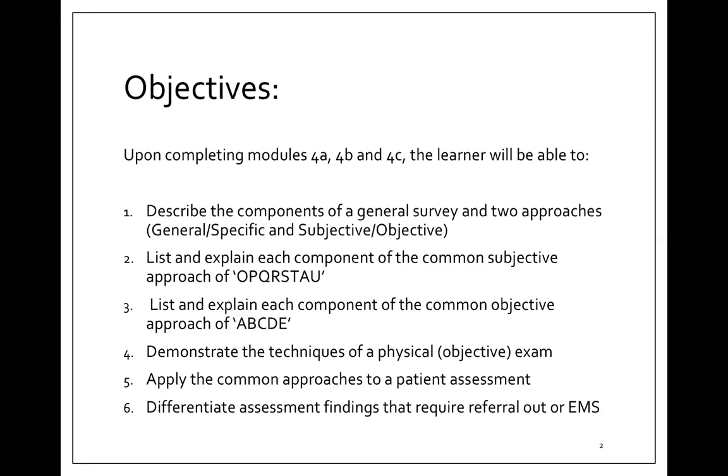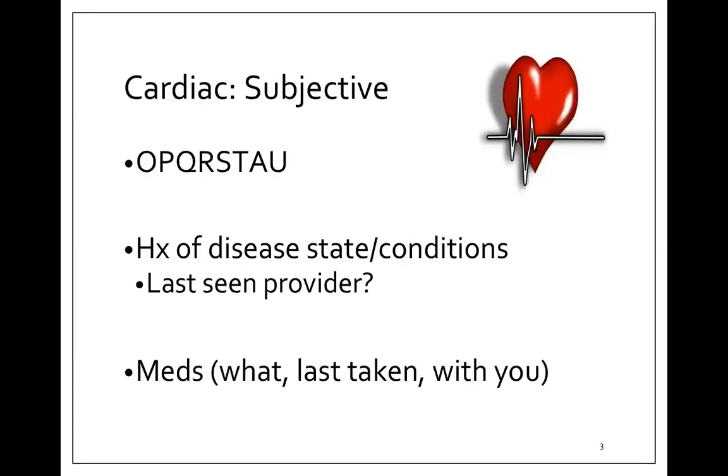In Module 4A, we looked at a general overview of assessment. In this module, we will specifically look at assessment of the cardiac, pulmonary, and neuro systems and managing some common events that arise with these systems. We will begin with the cardiac system. Utilizing our common approach, general to specific, we will inquire about history and meds and then move to subjective, OPQRSTAU, which will of course guide us in focusing our objective exam, where we would employ the three techniques of examination.